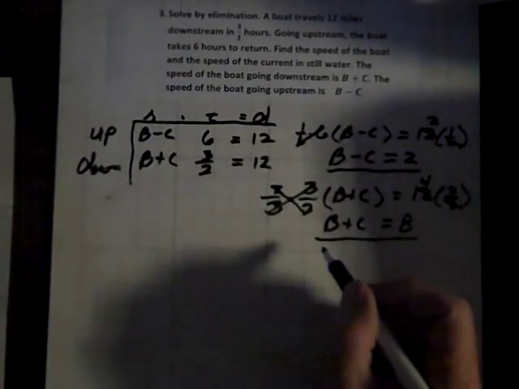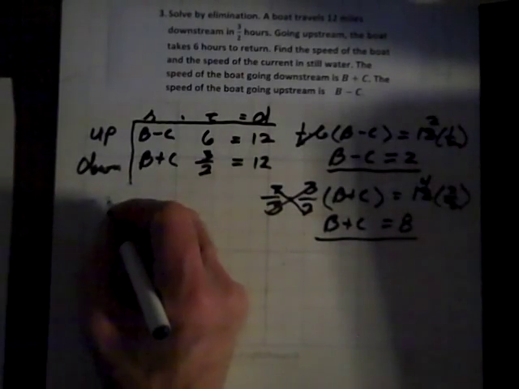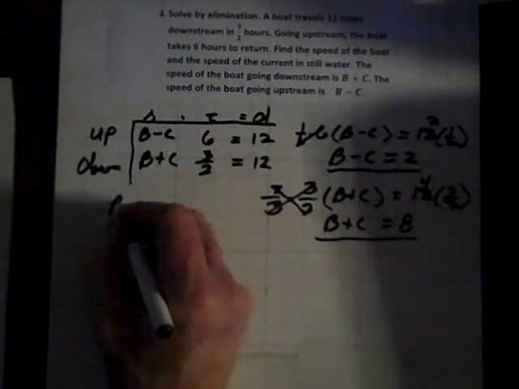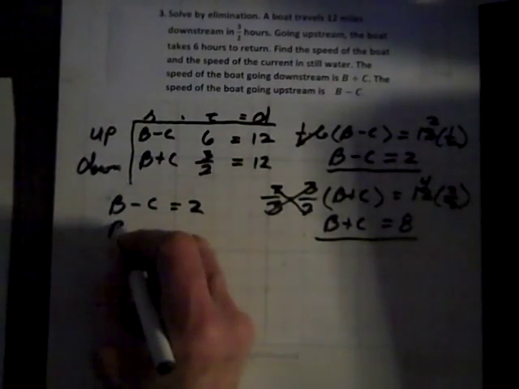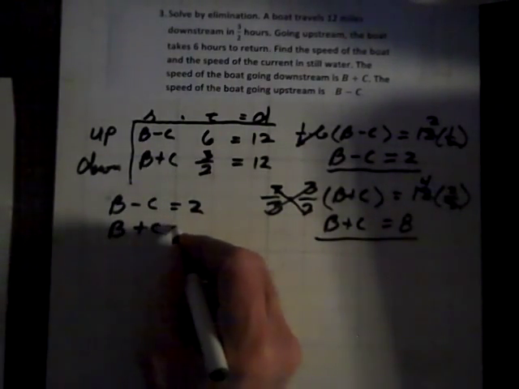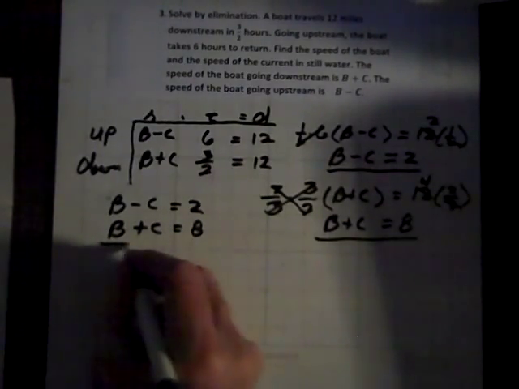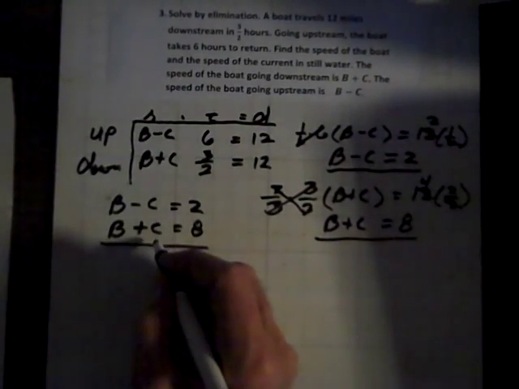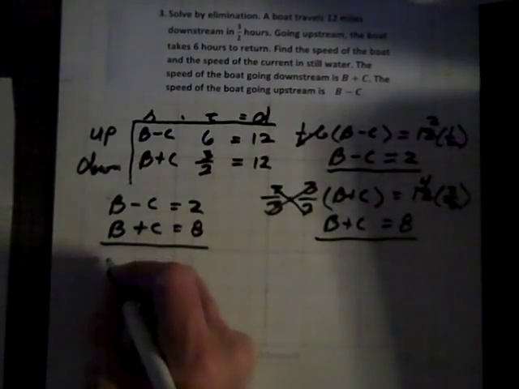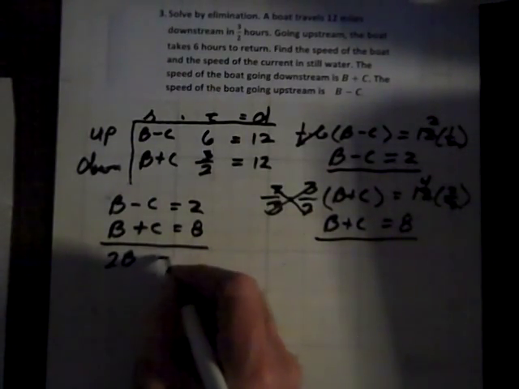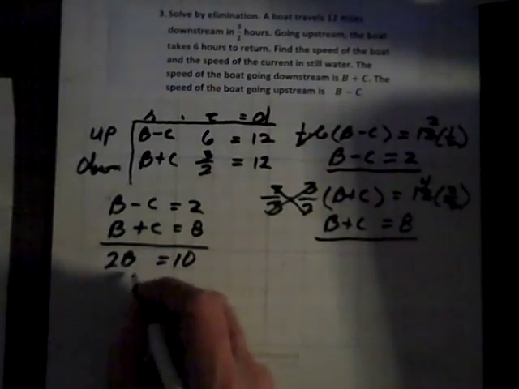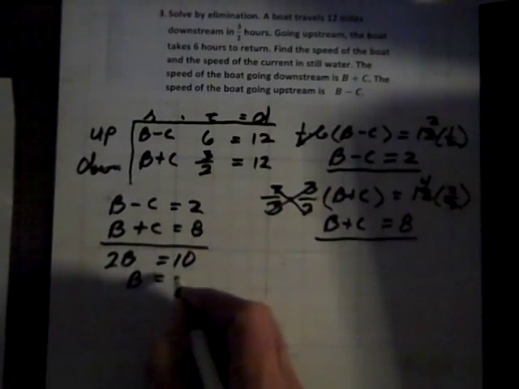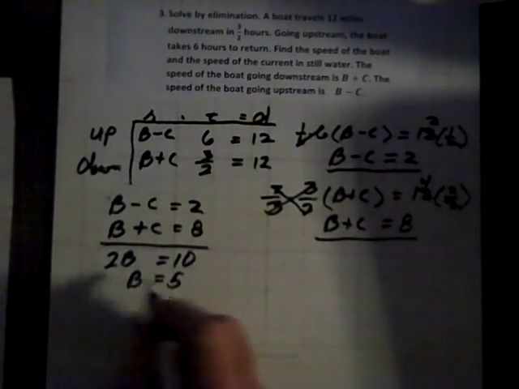So now let's take these two equations and add them together. So we have b minus c equals 2, and b plus c equals 8. When we add these up, the c's add out, and we're left with 2b equals 10. So if we divide both sides by 2, we'll wind up with b equal to 5.